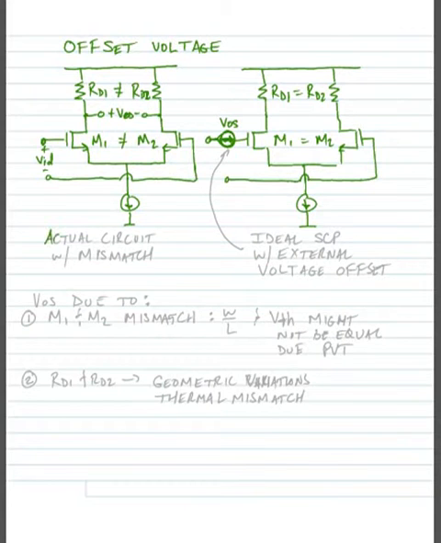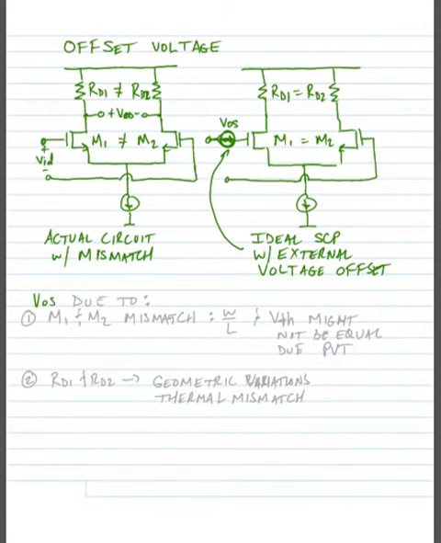So this is our actual circuit with mismatch. And this is an ideal source-coupled pair with an external voltage offset. So what we're saying is that any internal offset in our circuit can be modeled as an external voltage offset, which we've added here.